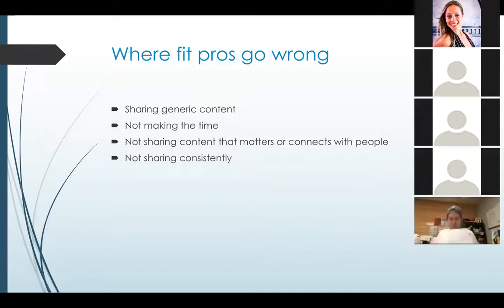So if you're just pushing more of what they don't want at them, workouts and recipes, again, those types of things, which are very common, you're not going to get a whole lot of traction, okay? So that's kind of the third point.